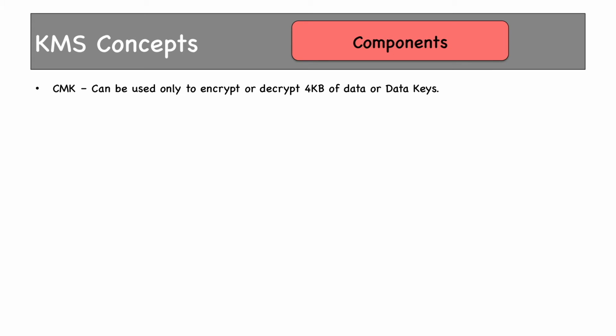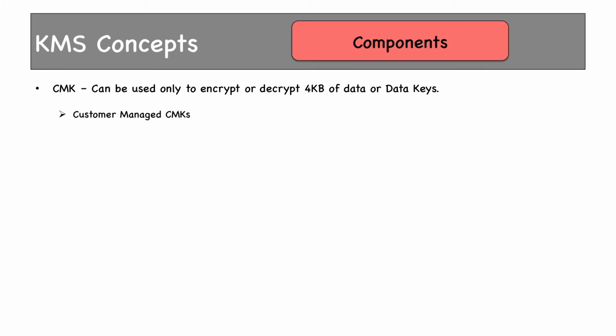Customer master key can be used only to encrypt or decrypt 4 kilobytes of data or data keys. Using CMK, you can encrypt data also. But that is not typically used because you'll be using CMK to encrypt your DK, and your DK size cannot be more than 4 kilobytes. There are two types of CMKs.